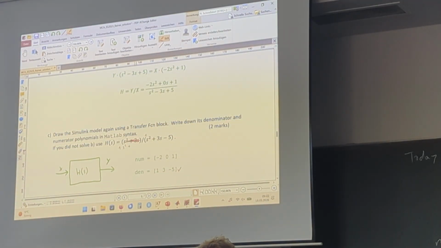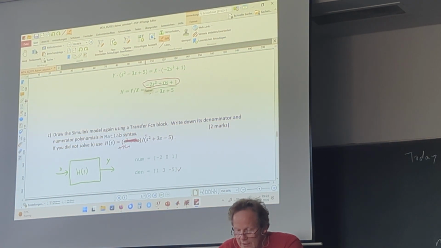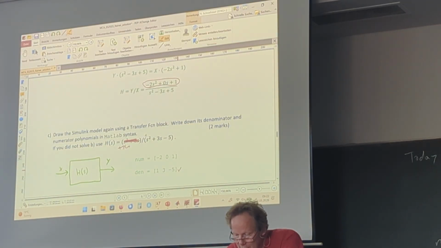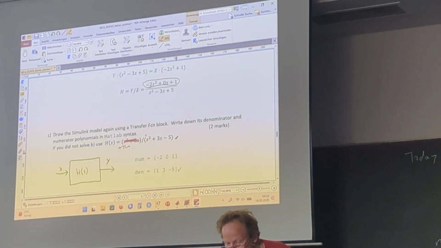Okay, so then let's say this one is wrong. Okay. And up here it's correct. Yeah, you're right. This one is correct. And we have this real minus 2 times S squared, 0 times S, don't forget the 0, and 1 as a constant. Okay. Yeah, okay. So this wasn't wrong. If you did not solve, then use this.